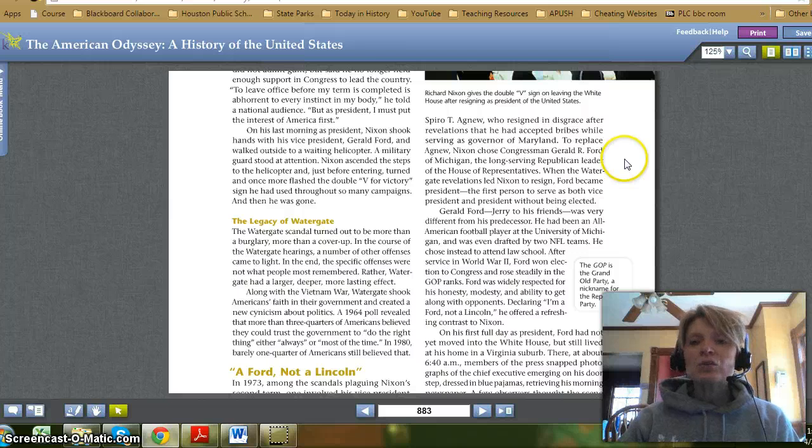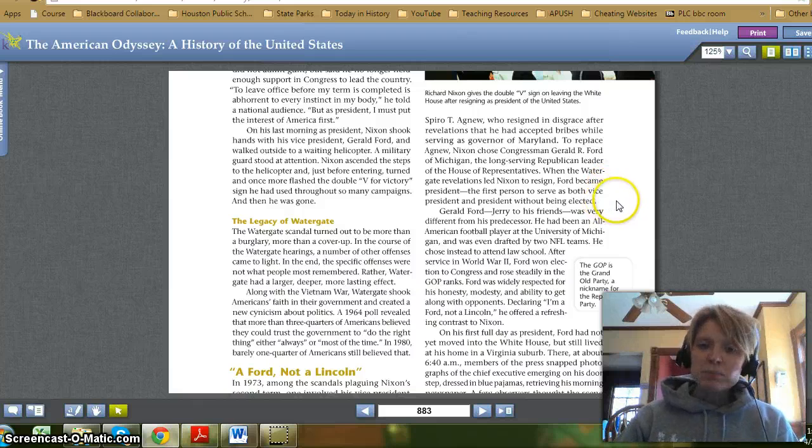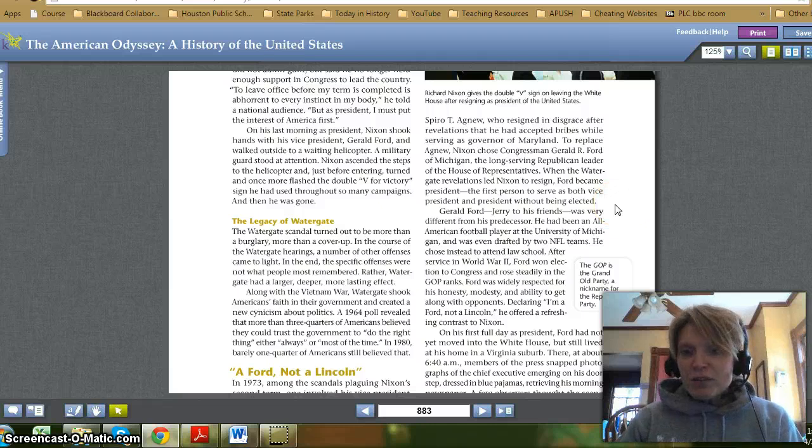To replace Agnew, Nixon chose Congressman Gerald R. Ford of Michigan, the long-serving Republican leader of the House of Representatives. When the Watergate revelations led Nixon to resign, Ford became president, the first person to serve as both vice president and president without being elected.